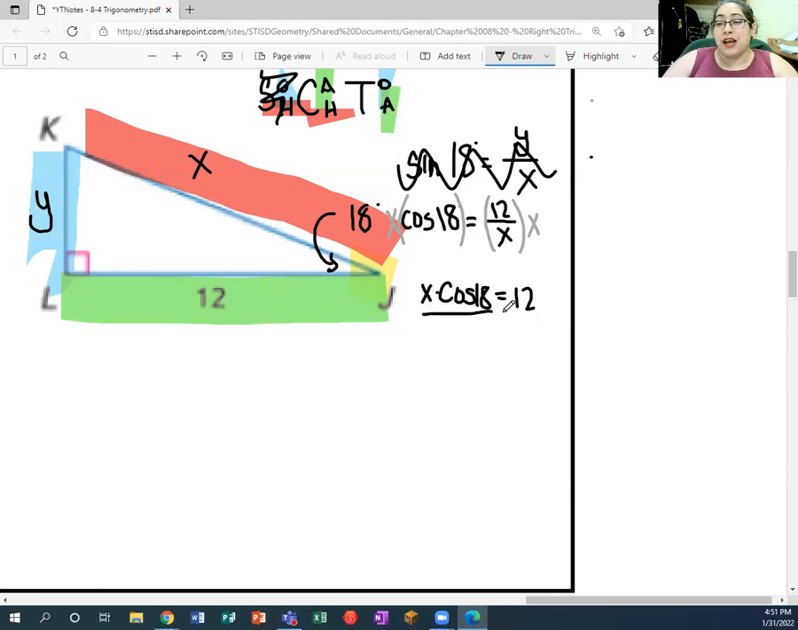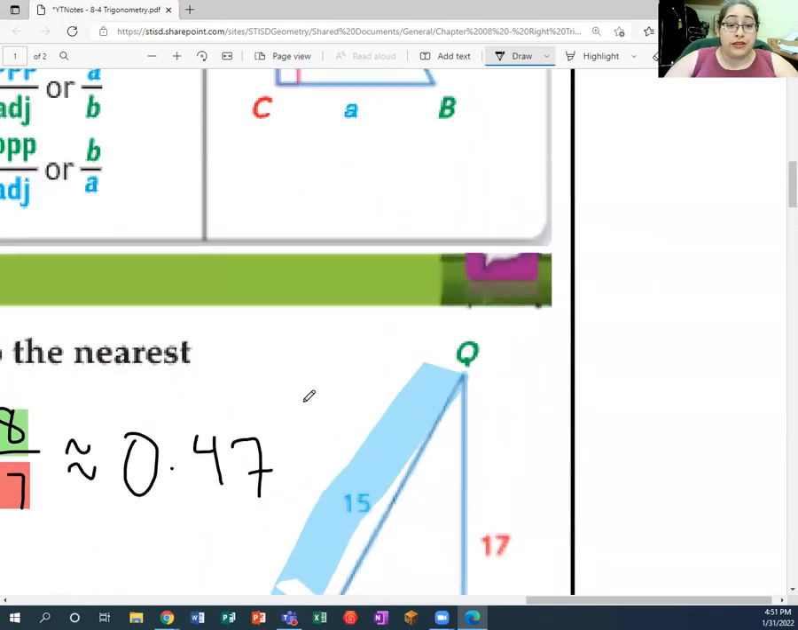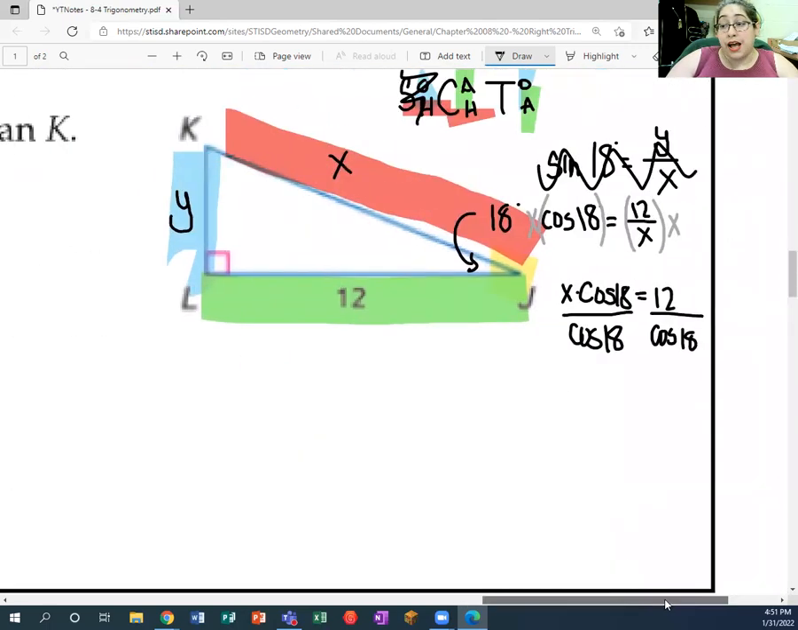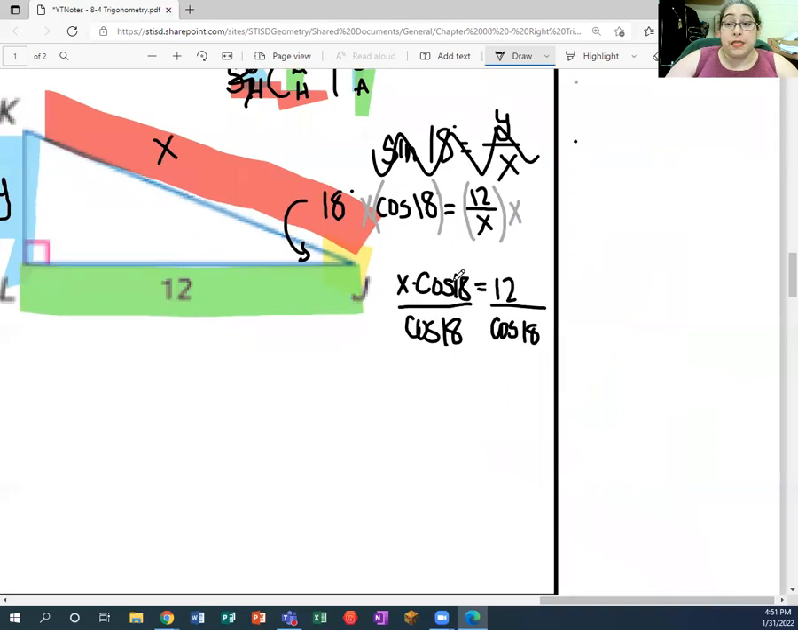So I'm going to divide both sides by the cosine of 18. And yes, this is starting to look really weird in algebra standards, but the cosine of 18 is just a number. As we saw up here in the previous example, when I took the cosine of an angle, it gave me a ratio. It gave me a fraction, which just turns into a decimal. This is just a number. And so I'm allowed to divide by it without any issues.